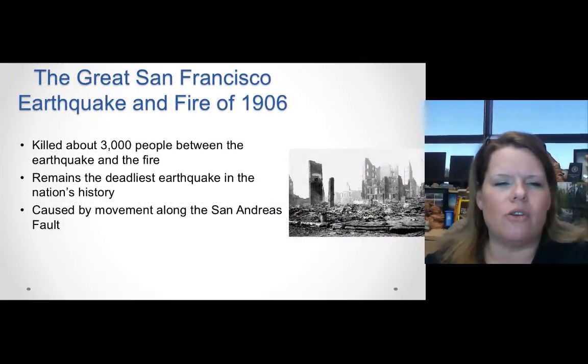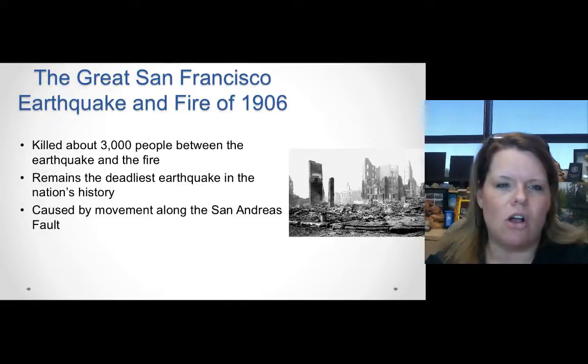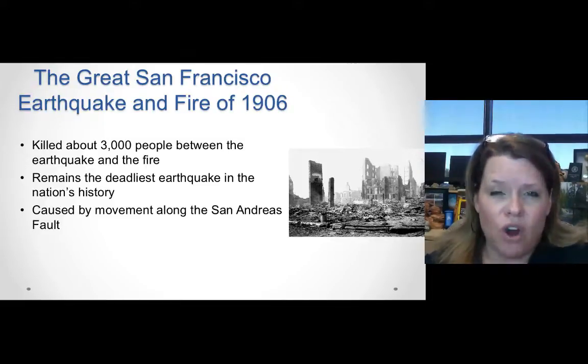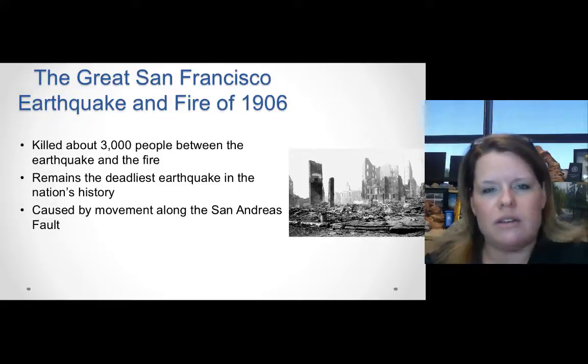So let's look at the Great San Francisco earthquake and fire of 1906. I'll tell you why it's called the Great. 8.0s to 8.9s are referred to as great on the Richter scale, and anything above an 8.9, which is 9.0 and higher, is called a rare great. So that's where the name great comes from.